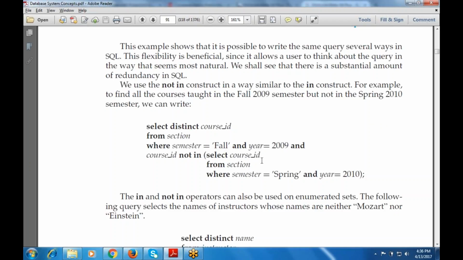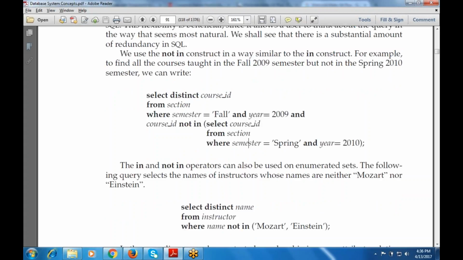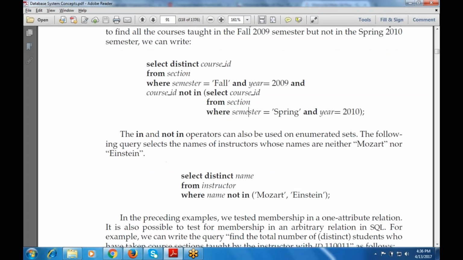That means we are considering both values, that is fall and 2009, and course ID not in the select course ID from section where semester equals spring and year equals 2009. That means we are using both the in and not in operators, and that can be used on enumerated sets. The following query selects the names of the instructors whose names are neither Mozart nor Einstein. So select distinct name from instructor where name not in Mozart or Einstein.